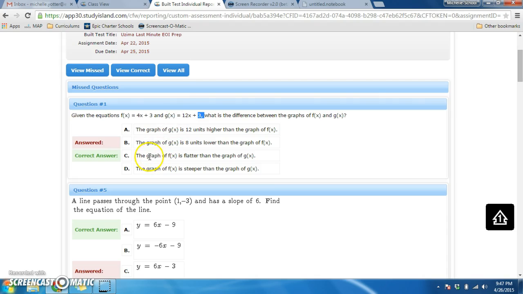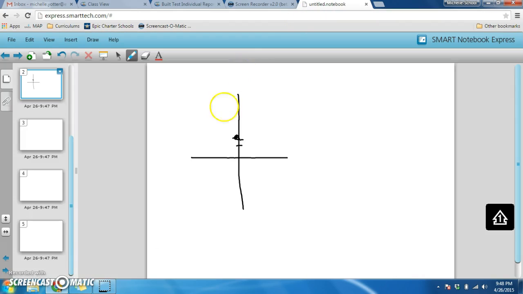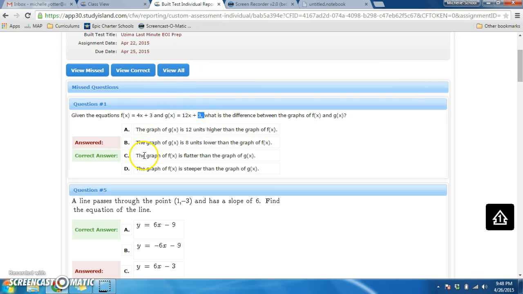the line. Another thing you can do is graph these. You'll have graph paper, so graph the two lines and see what the difference is. They're both going to go through 3, but one is going to go up 1, 2, 3, 4, and over 1. So that'll be the 4x plus 3. The other one's going to go up 12 and over 1, so it's going to be really steep. So that's why this f of x is flatter than g of x.